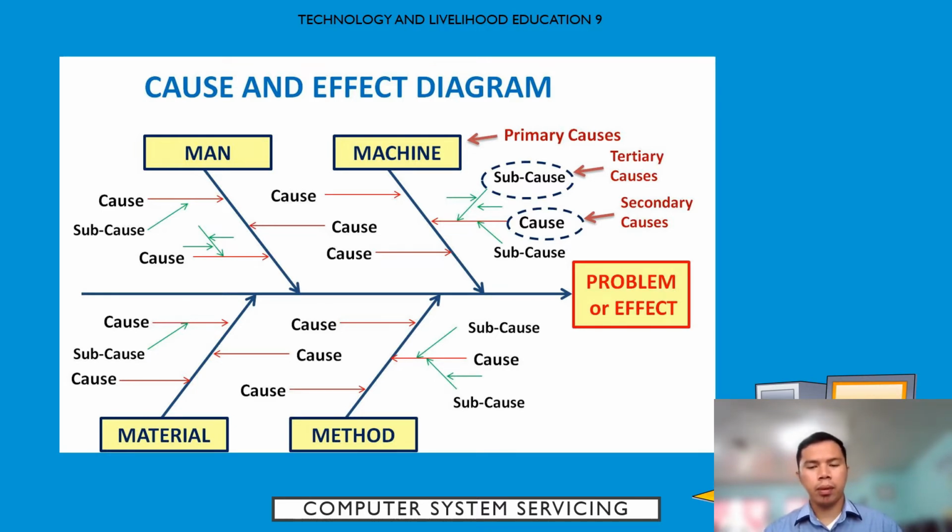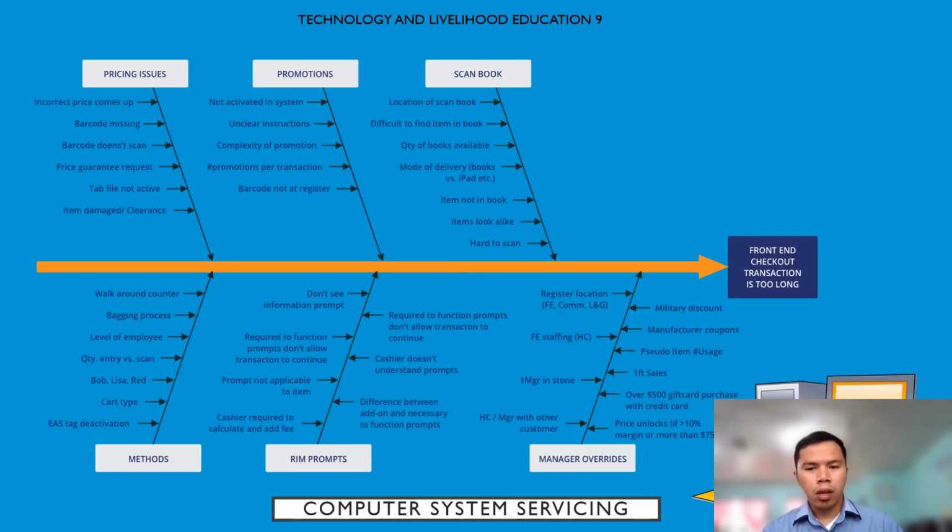We have another example here. In this example, the problem is that the front-end checkout transaction is too long. Okay, that's the problem. So on this problem, we have different areas to consider. We have scan book, promotions, pricing issues, methods, RIM prompts, and manager overrides.